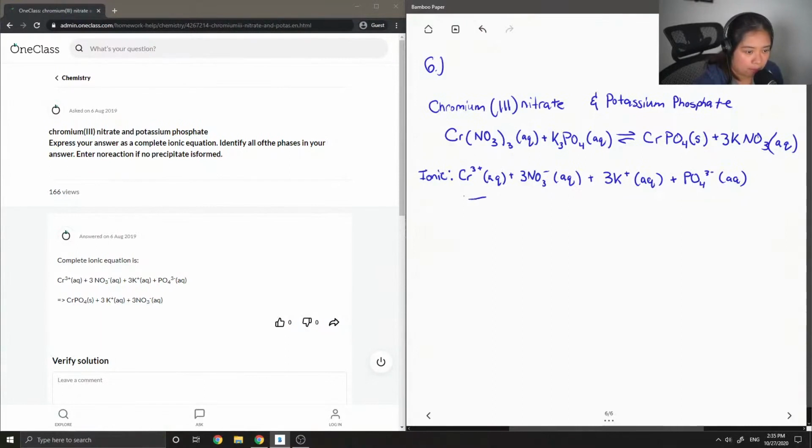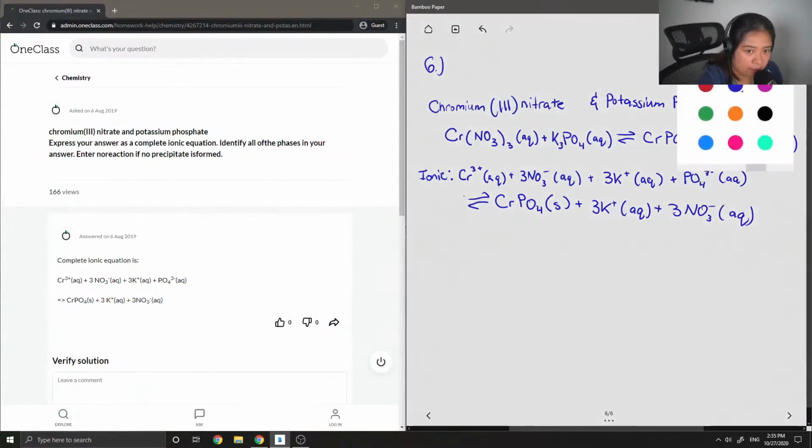And I'm just going to finish the second half over here. We have our chromium phosphate, which stays as a solid. And then I'm going to write out my 3 potassium plus our 3 nitrate ions. So this is our ionic equation.